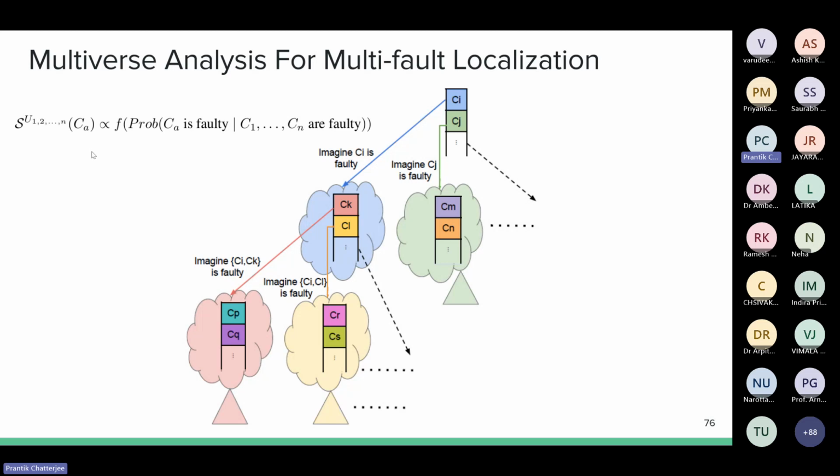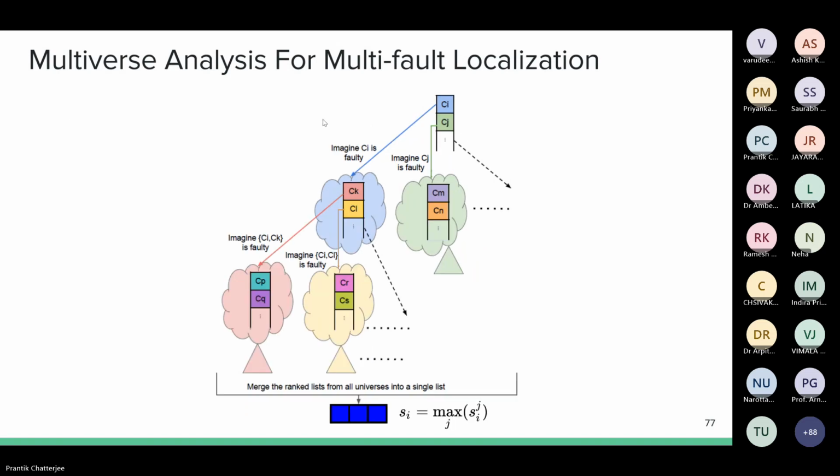So essentially, for each component CA in each of these universes, let's say you have spawned n universes, what is the score of component CA? It is proportional to a function. The function assigns a score which says what is the probability CA is faulty given that C1 up to Cn are faulty. For instance, here you will ask the question, what is the probability CP is faulty given CI and CK are faulty?